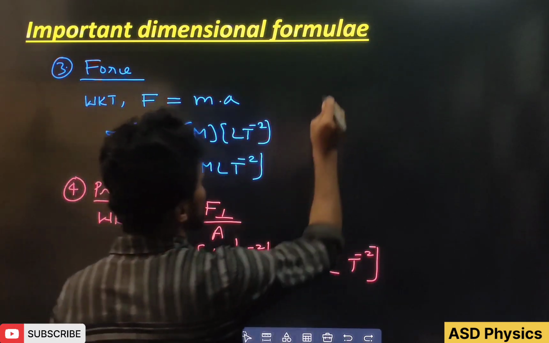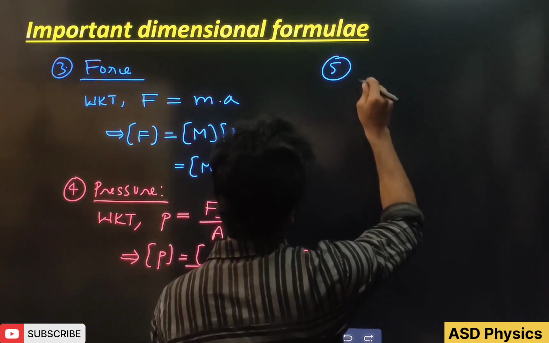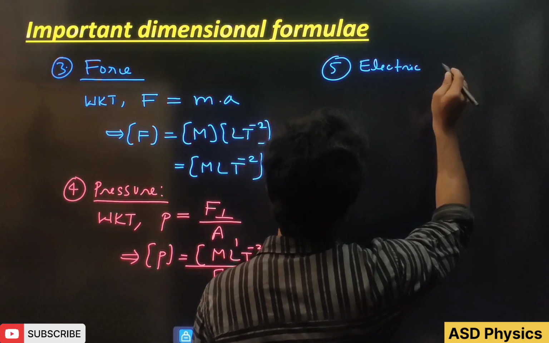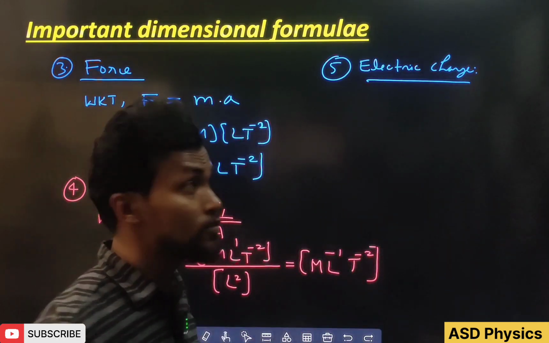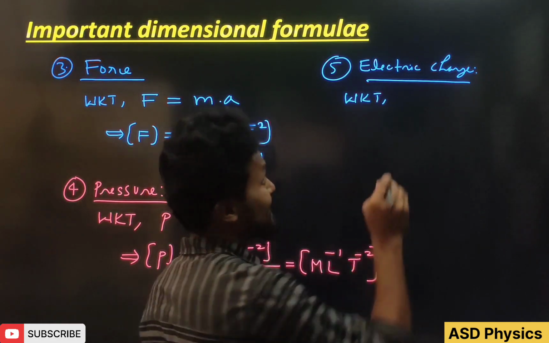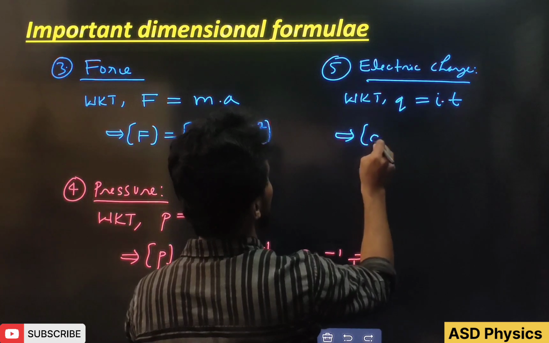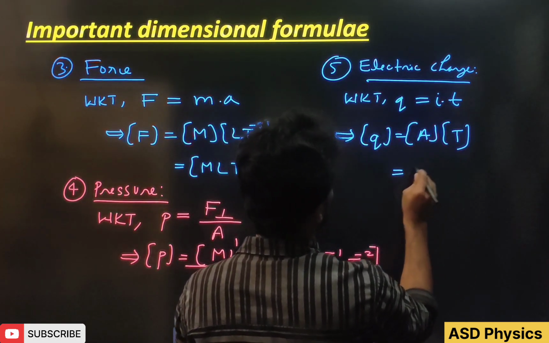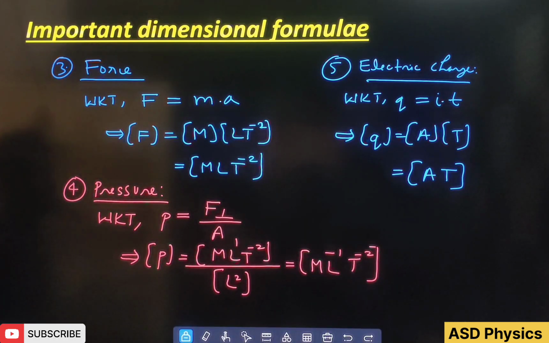After that, students, for the fifth one, let's take electric charge first, then we can go for the next one. To calculate the electric charge, you know very well which formula we are going to use: I equal to Q by T. So Q is given by IT. If I write the dimensional formula, current means A, time means T, so it will come AT. That is for the electric charge.